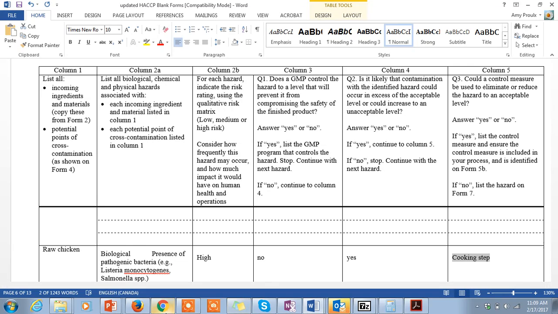Hoping Form 5A now makes more sense to you, and we will carry on now to Form 5B, which has many similarities, but a few unique differences.